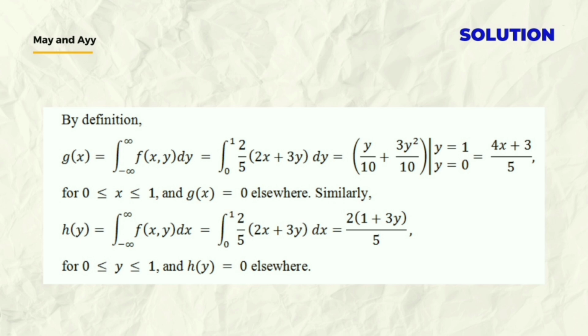Next, for h(y), also by the definition, we find the integration from negative infinity to infinity of f(x, y) dx. We substitute it, and the result is the integration from 0 to 1 of 2 over 5 times (2x plus 3y) dx. We integrate it with respect to x, and the result is (2 times 1 plus 3y) over 5.